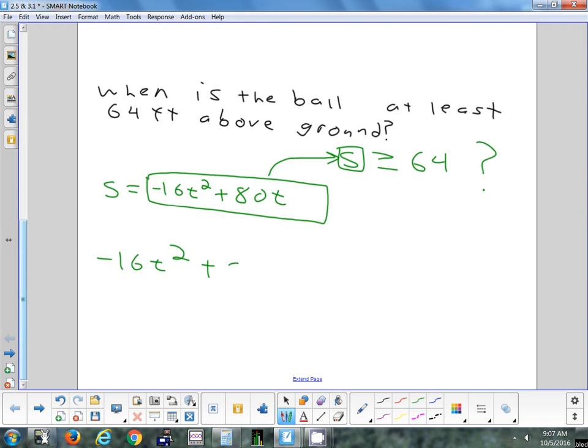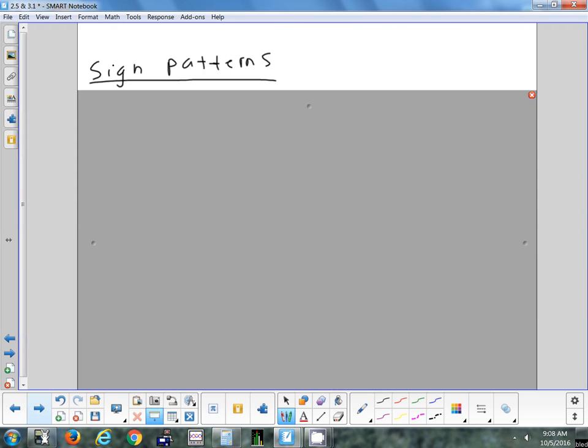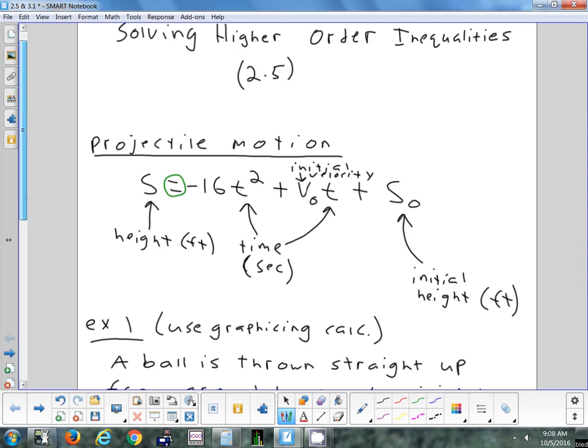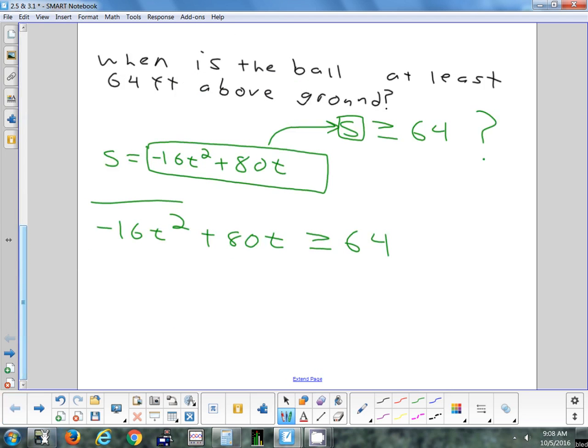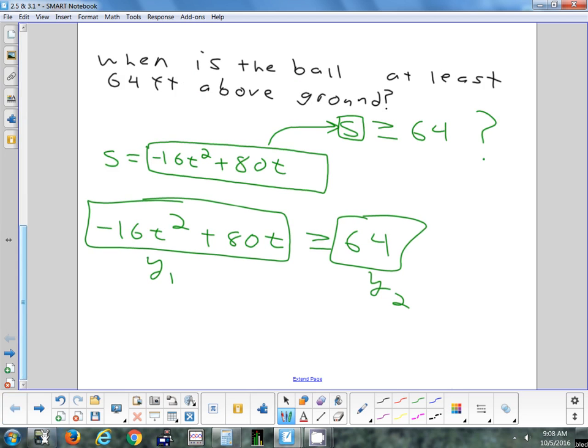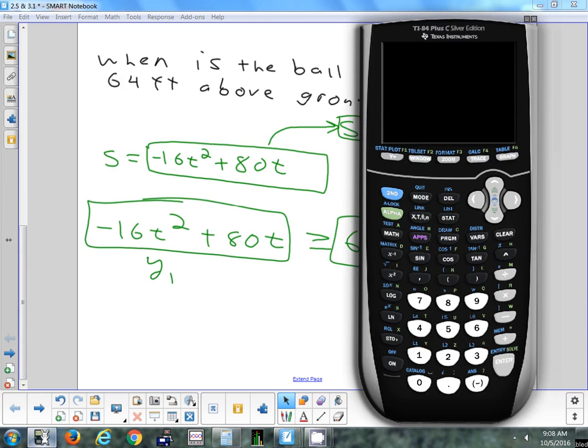Negative 16t squared plus 80t greater than or equal to 64. Now, there's two different ways we can do it. We can do it graphically, which I think is how I'm going to do it, or we could do it algebraically, and we're going to learn how to do it algebraically with what's called a sign pattern in a little bit. But let's just graph it. Put this in y1, put that in y2. All right, and let's see what it looks like.